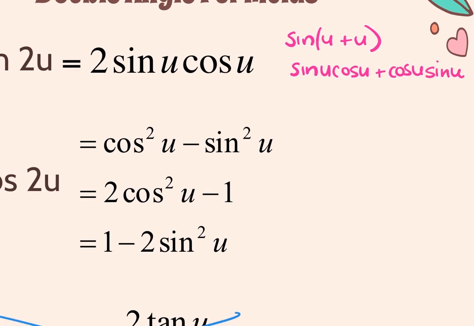And they are both the same term, so we can combine them together: 2 sine u, cosine u. The order is different, but in multiplication that doesn't matter. So that gets you this one. So if you forget, then you can derive it by finding the sine of an angle plus itself, because that would be what sine of 2u is.